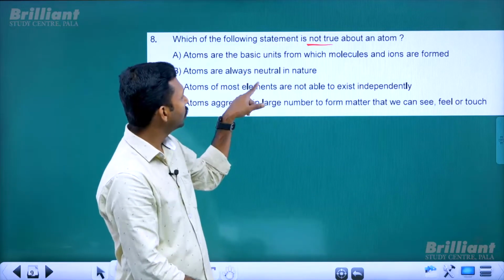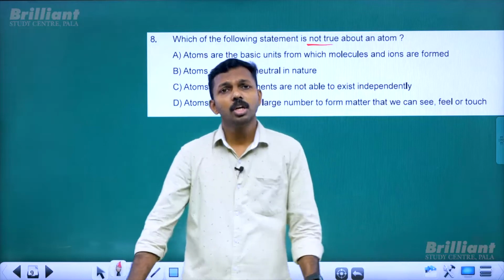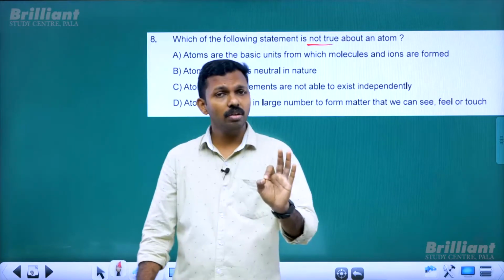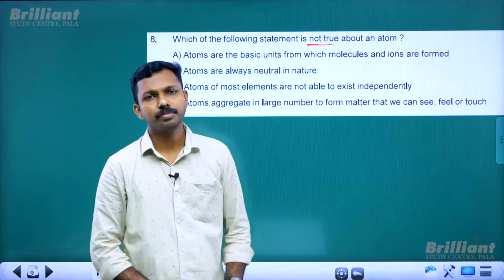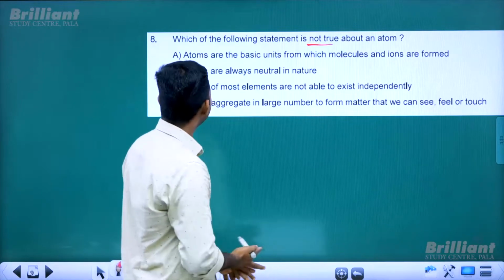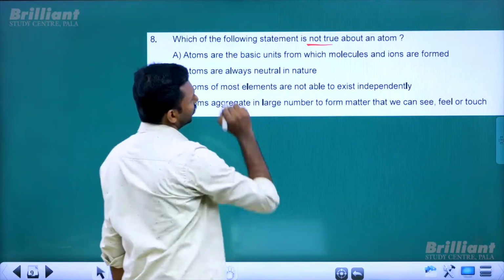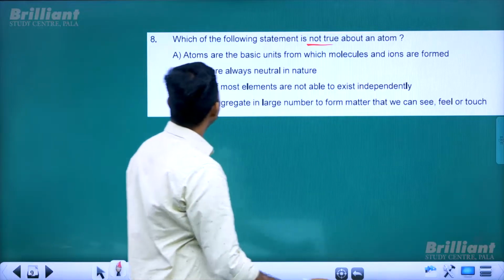Only by the combination of atoms, molecules can be formed. And also ions. Ions are obtained as a result of addition or removal of electrons from an atom. Okay, so atoms may be converted into ions also. So, atoms are the basic units from which molecules and ions are formed. That is a correct statement.